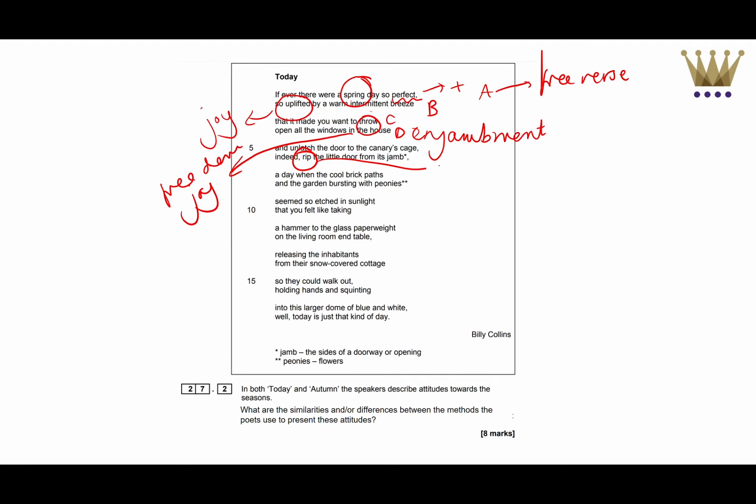Okay, rip makes me think of an urgency. If you rip something, it's usually because you're desperate. So if I think about the attitude to spring, I've already got the idea of perfect. Actually, that shows that they really want to embrace spring. Really feel the need to experience it.